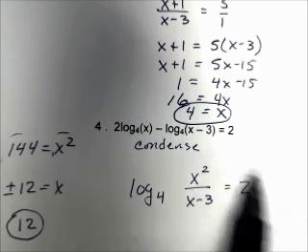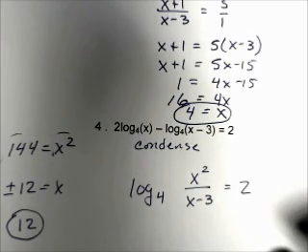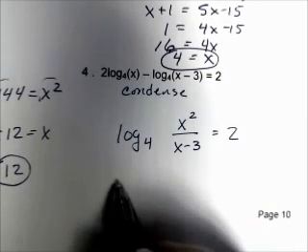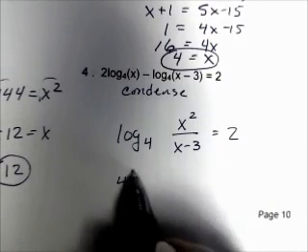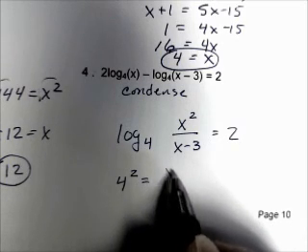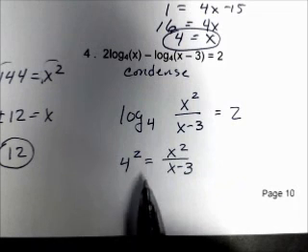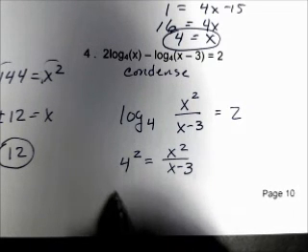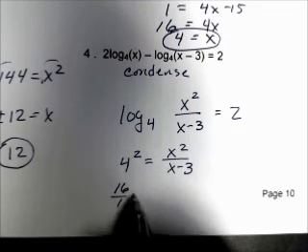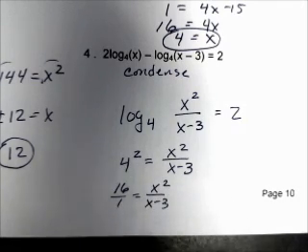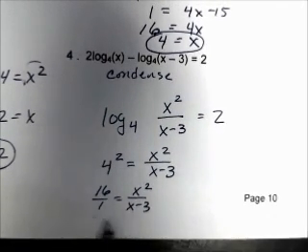This is a single log term. We're in log form. Let's switch to exponential. So our base 4, exponent 2 equals our answer, x squared over x minus 3. That's 16, and I'm going to write that as 16 over 1. So I'm setting myself up for a proportion. So now all we need to do is to cross multiply.